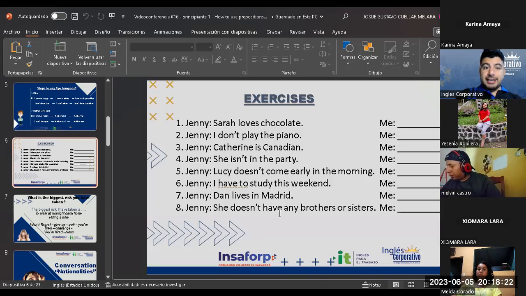Here we have 8 sentences. Some of them are affirmative, some others are negative. I need you to read some of them, select the number, and tell me the answer. Me dicen la respuesta. Es donde dice mi, es, son ustedes, como que ustedes le contestaran, como que alguien les dice, como que Jenny les está diciendo algo, y ustedes contestan, ¿ok? Take a look at this, denle una revisada y luego me dicen cuál quieren completar.